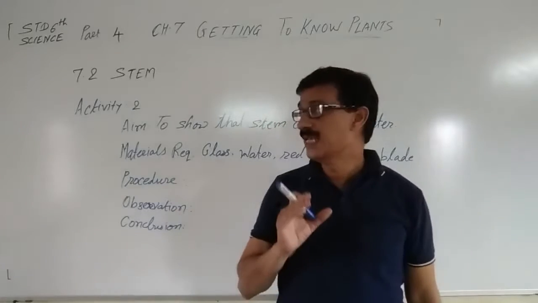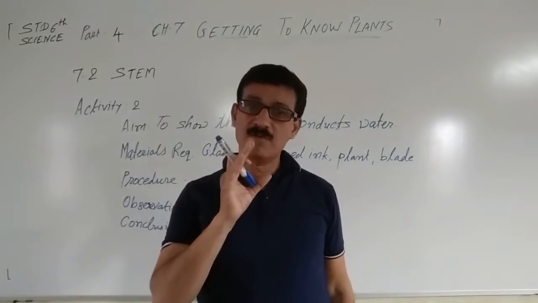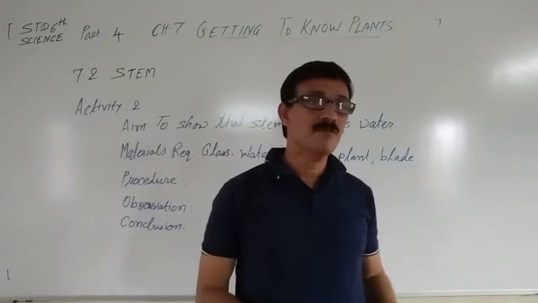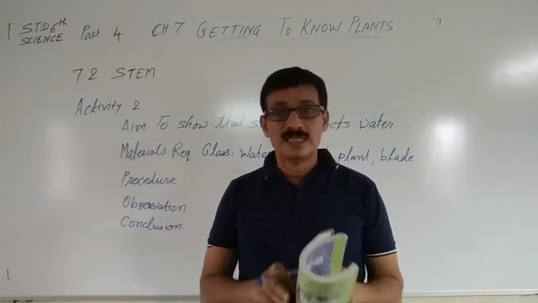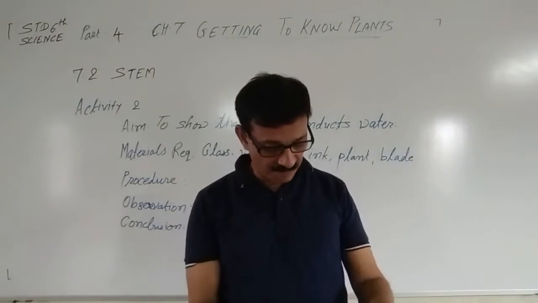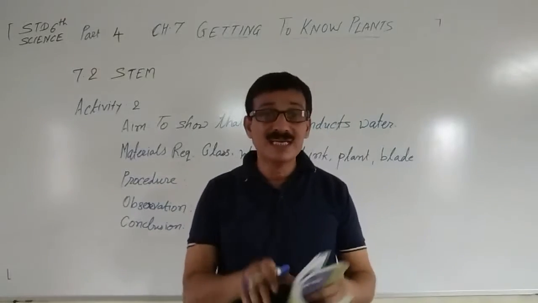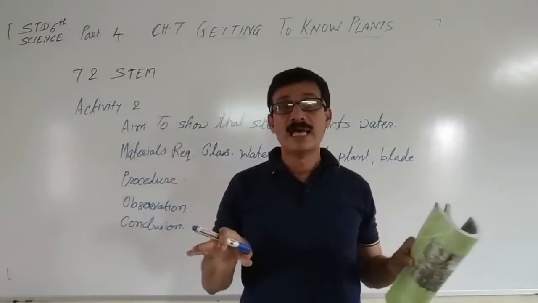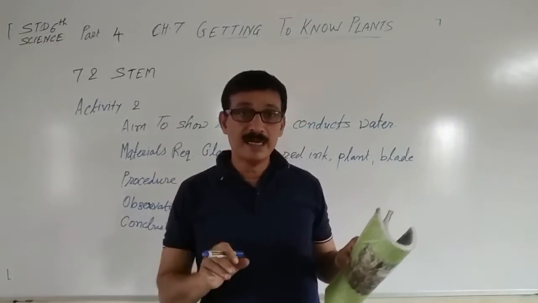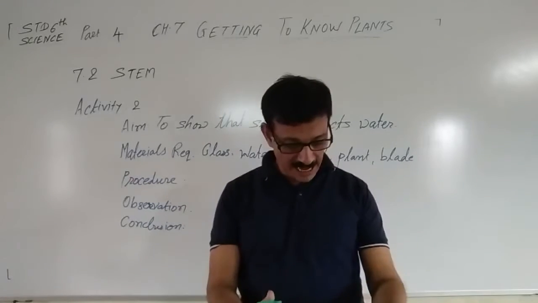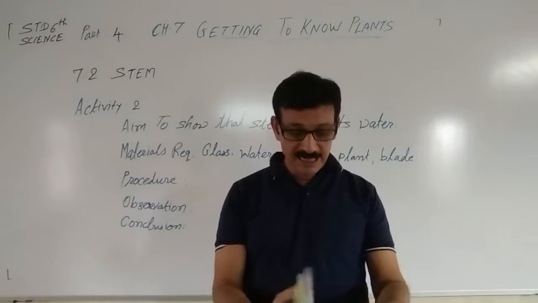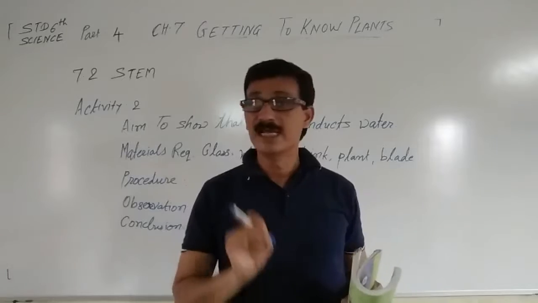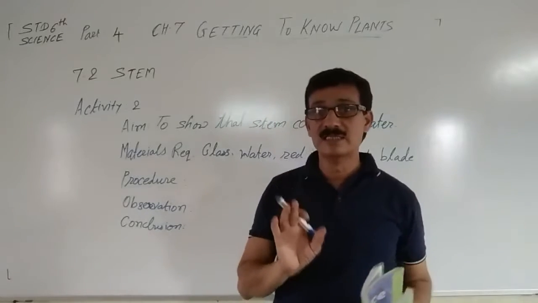Let me tell you, there are some plants which have weak stems, so they cannot stand upright. Then what will they do? They will go on the land, on the surface, isn't it? They spread on the ground, and those plants which spread on the ground are known as creepers. And some stems climb up with the help of some support, and those are known as climbers. That is what we discussed in the last part.